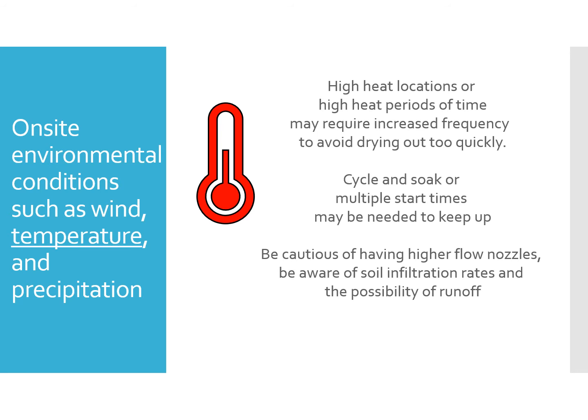What you want to be cautious about is using higher flow rate nozzles, trying to basically just give it more water to make it happy, because you want to make sure that your soil infiltration rates can keep up with the amount of water you're providing, and you want to avoid runoff. That's where cycle and soak, multiple start times, and keeping your precipitation rates a little bit lower can help out.